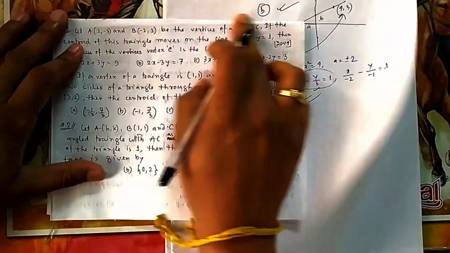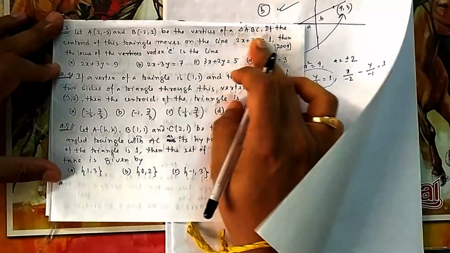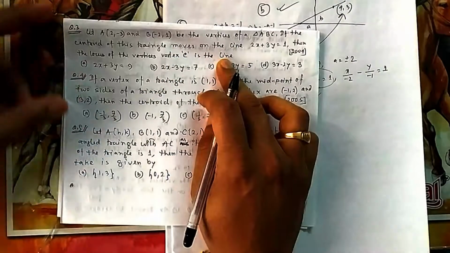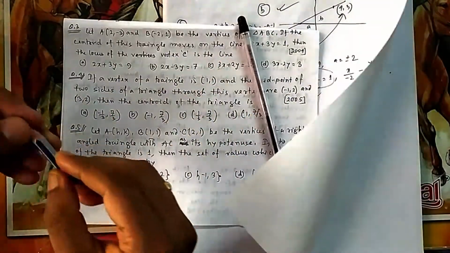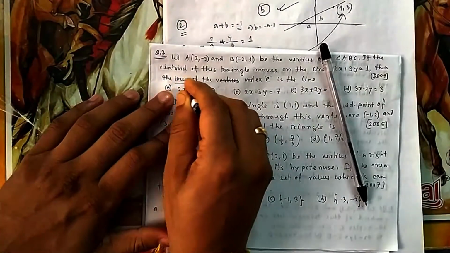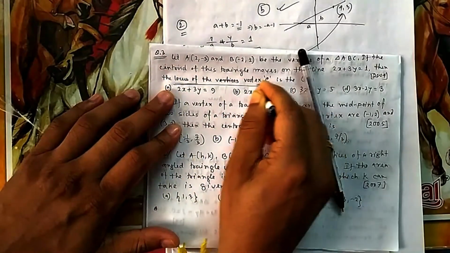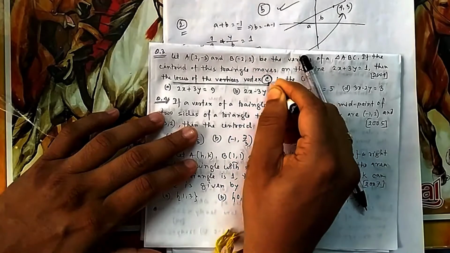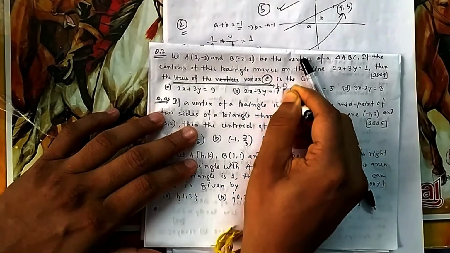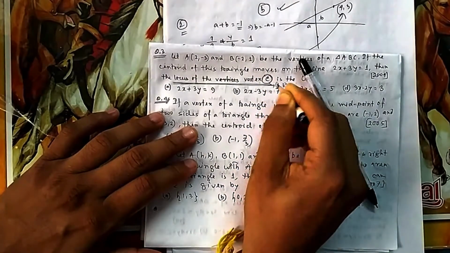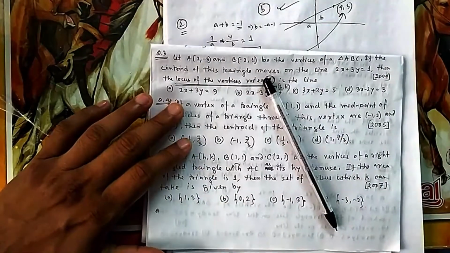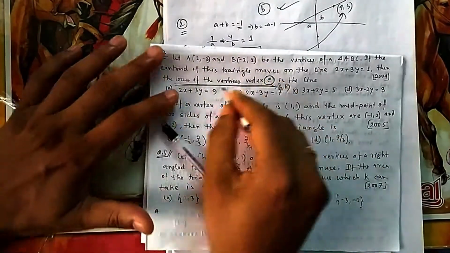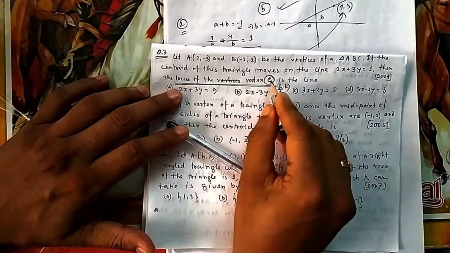If A is (2, -3) and B is (-2, 1) are vertices of triangle ABC, and if the centroid of the triangle moves on the line, then find the locus of the vertex C. Whenever you see a locus question, the point for which they are asking the locus, you consider that point as (h, k), simply as it is. This is always the first mantra to solve a question on locus.